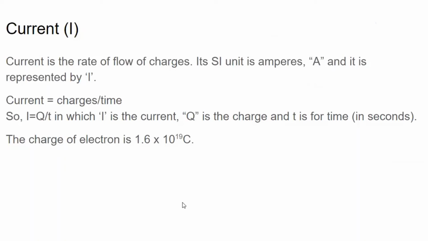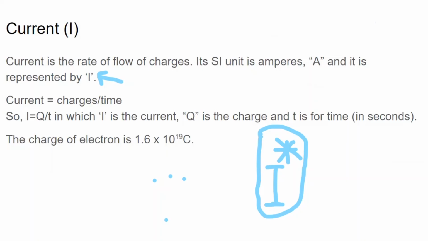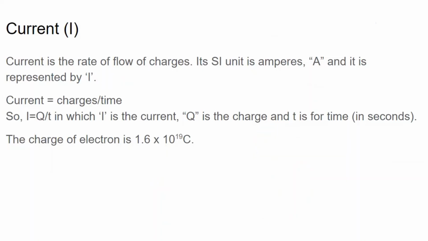Next, we need to know what current is. Current is the rate of flow of charges, and its SI unit is amperes, and in formulas it is represented by I. So the formula of current is charge over time, or in short form, I equals Q over t, in which I is the current, Q is the charge, and t is for time, which is to be calculated in seconds.